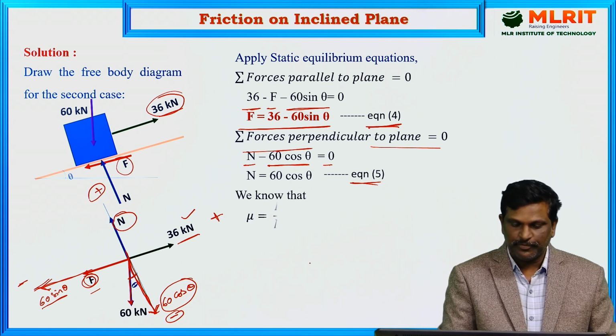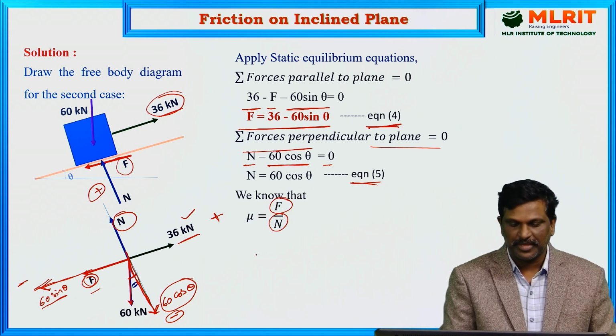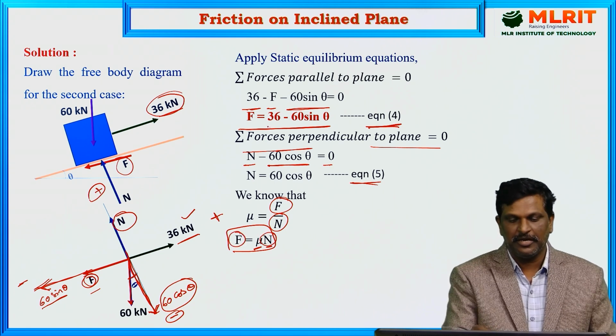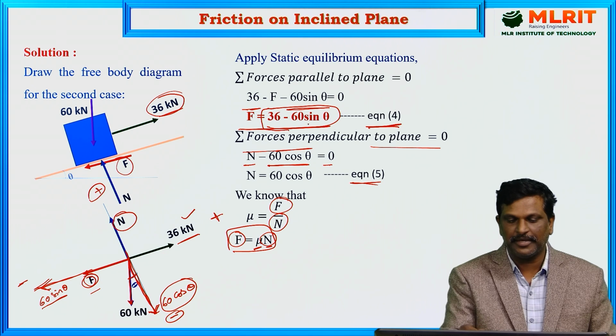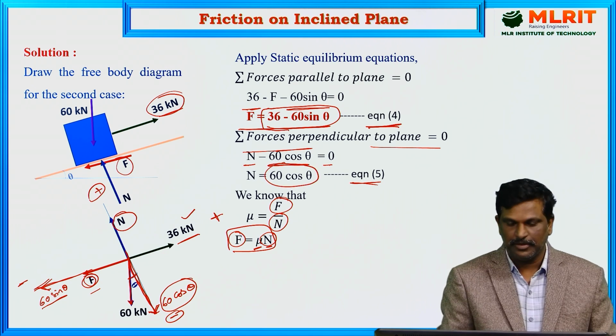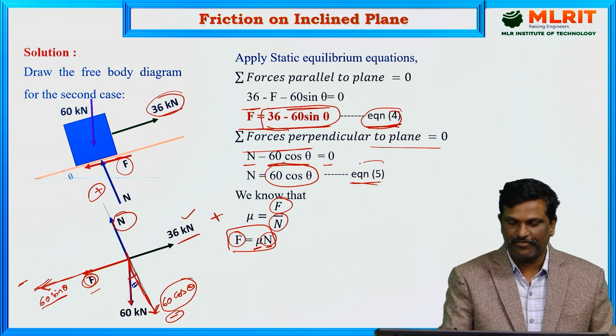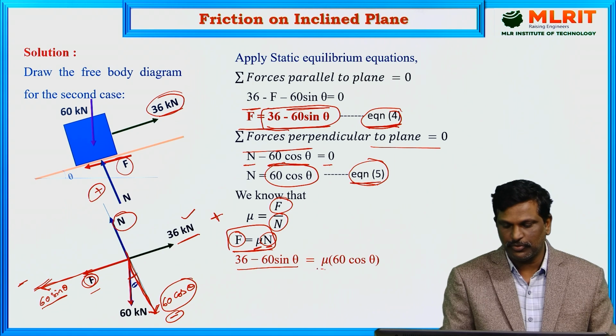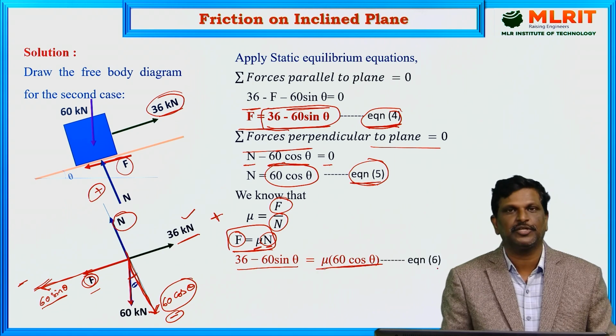Already we know that mu is equal to friction by normal reaction, and F equal to mu N. Friction is equal to mu, the coefficient of friction, into normal reaction. Now substitute F value and N value in this equation. F equal to 36 minus 60 sin theta. N is equal to 60 cos theta. The value of F from equation number 4, the value of N from equation number 5, substitute here. So 36 minus 60 sin theta is equal to mu into 60 cos theta. This is equation number 6.